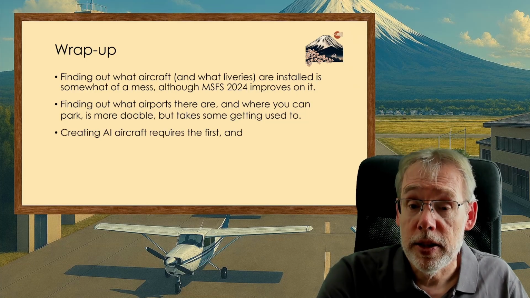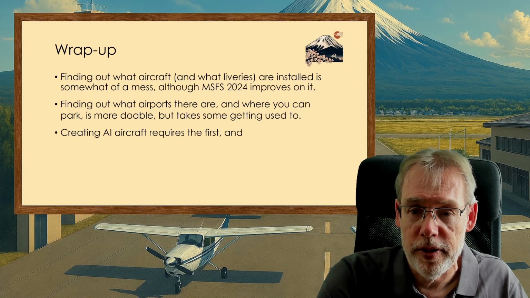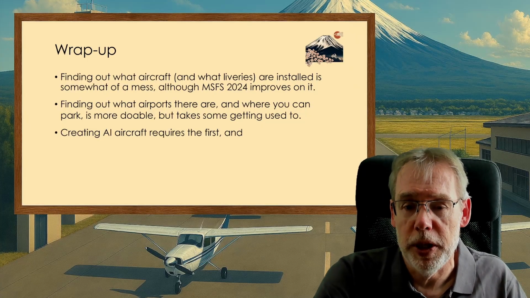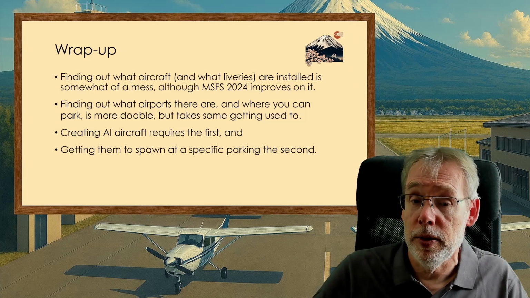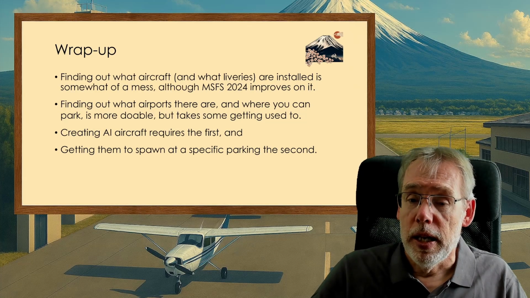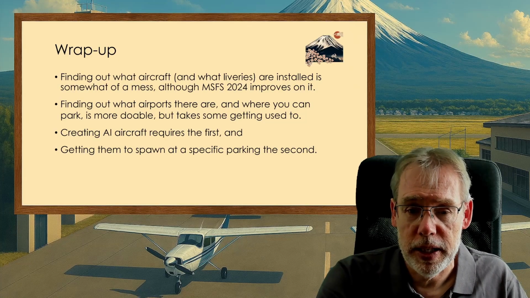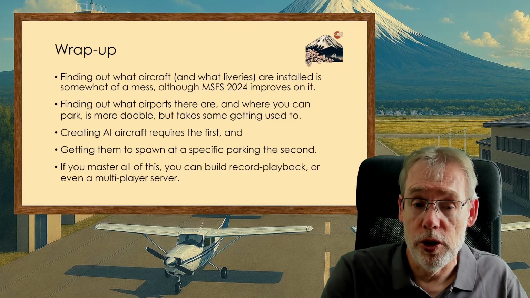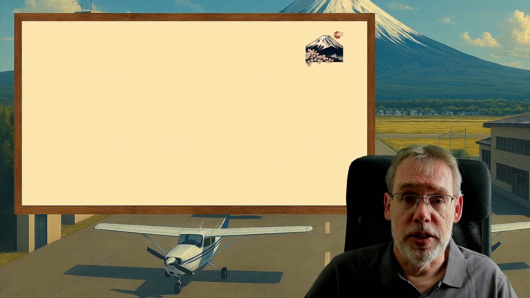Creating AI aircraft requires us to at least know for sure the title and the livery of an aircraft, but if we are recording that, that shouldn't be a problem. And if we want to spawn them on a specific parking, then we need to know the airports and the parkings. And we've looked at the calls that you have available for that. And if you master all of this, you can build a record playback, as we're going to do, and even a multiplayer server. So let's end lesson 6 here.